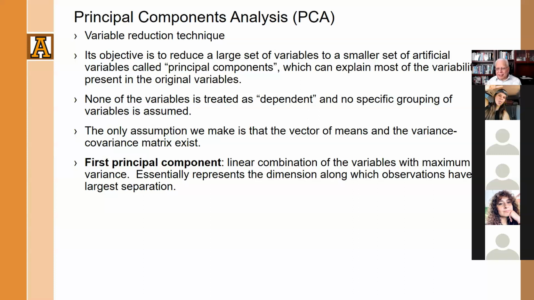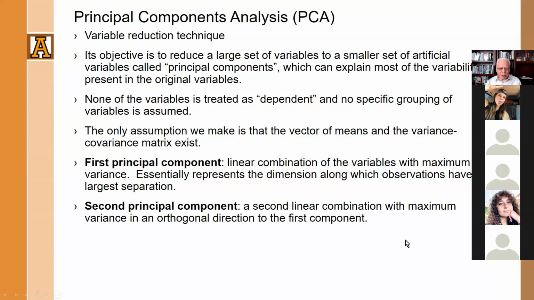Okay, so essentially when we look for that first principal component, we're looking at a dimension along which observations have the largest separation. That will be the first principal component. Once we have that one, then the procedure looks for the second one. The second principal component is the one that, after I've already considered the first one, represents how much variability remains. So the second principal component will be a second linear combination with maximum variance in an orthogonal direction to the first component.